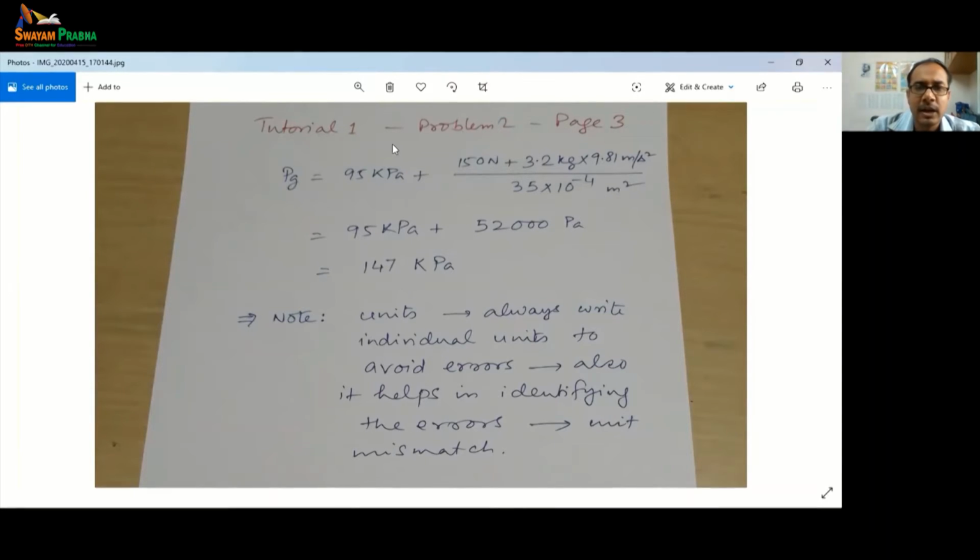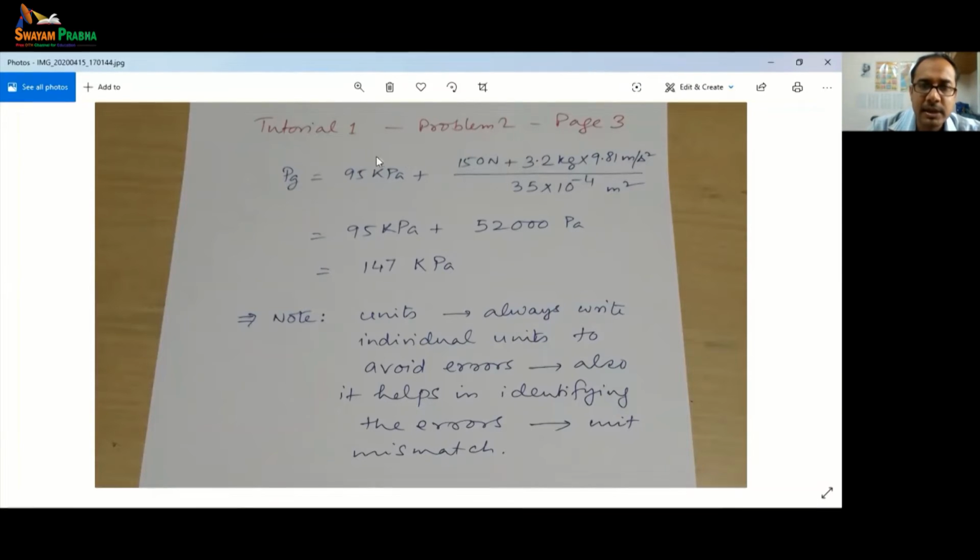Again here I have written all the individual units. So here 95 kPa, and this part consistently you will get Newton per meter square, which is Pascal. And that will come out to be 52,000. Here you see that unless you write this kPa here, a possible mistake you can make is by adding 95 plus 52,000. That's a possible mistake.